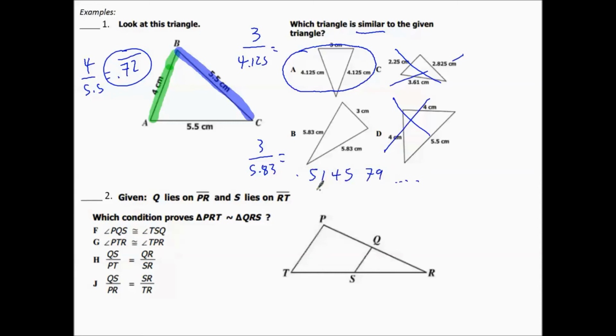0.51457.9. The rest doesn't matter. You see this? It's not this. It's wrong. We are looking for what is similar. The ratios of sides have to be the same. Letter A. Answer is this one.